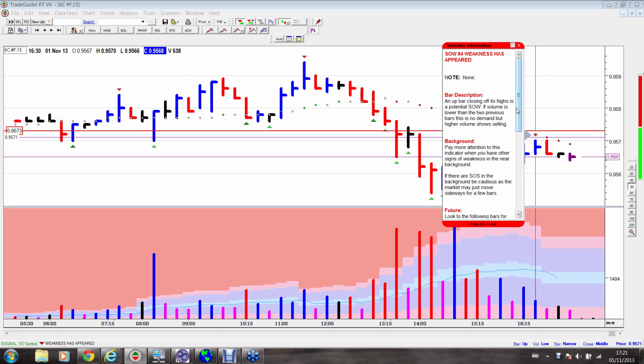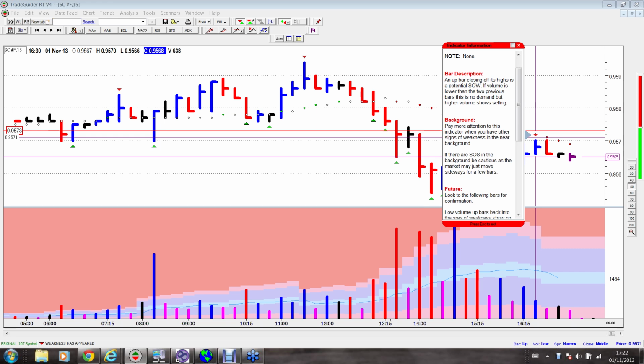But once it takes out the 64, I'll be looking for a retest of this level. So this will be a scalp trade, if anything. So it's saying here we want to look to the future. It's an up bar. The volume is high. It's closed off the high of the bar.